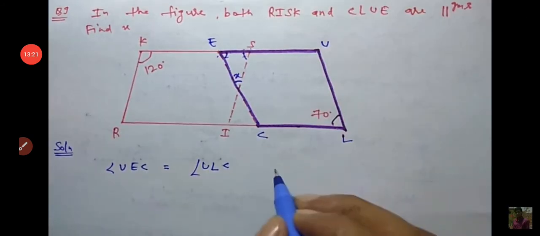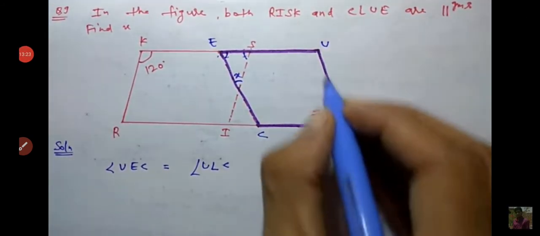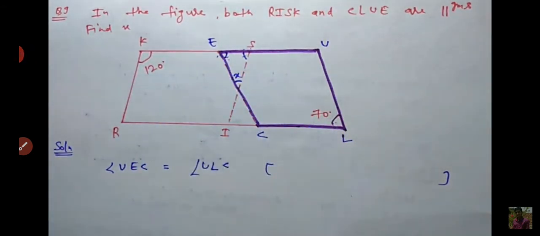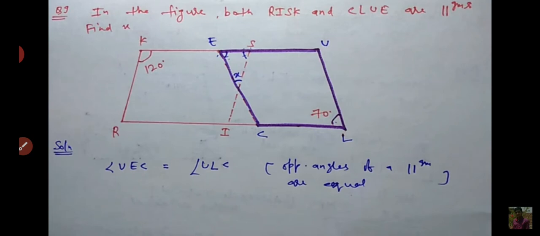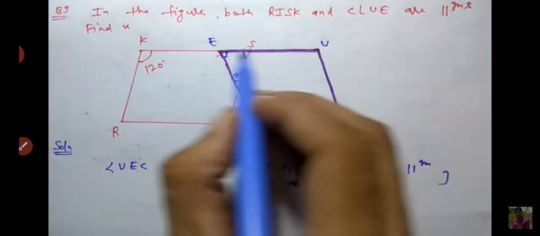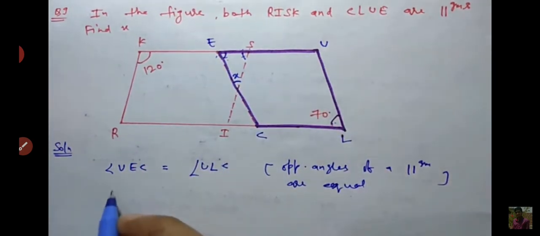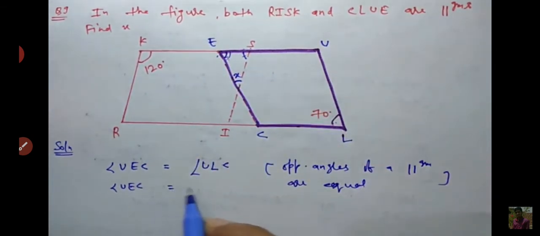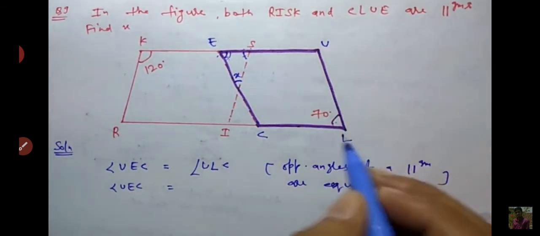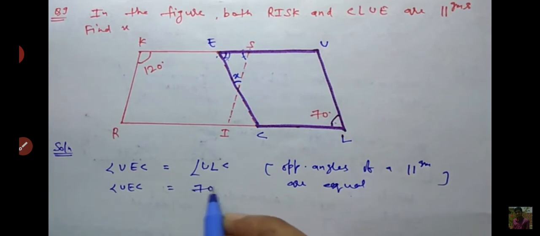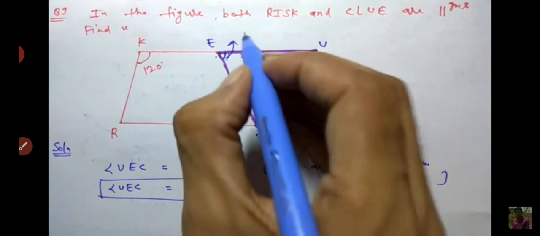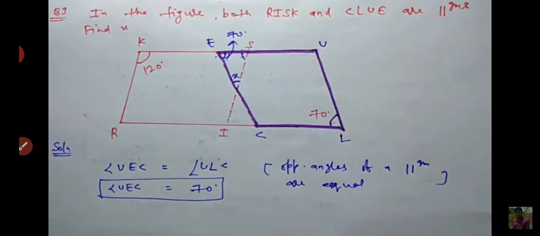So see this triangle and this whole quadrilateral. Angle E is equal to angle L because both are angles of a parallelogram, and opposite angles of a parallelogram are equal. So angle E is 70 degrees because angle L is 70 degrees. So angle UEC is equal to 70 degrees. Understand? So this angle we will find is your 70 degree angle.